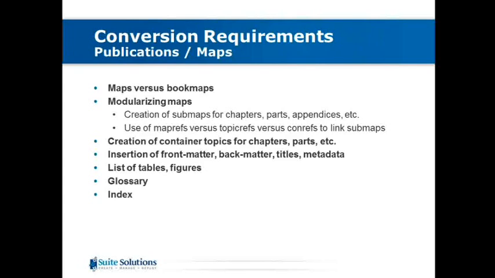The modularization: the way you want to set it up is based on your content. If you have your content set up in chapters and parts and appendices, the conversion can set up that modularization for you. Use of map refs versus topic refs: you can set up the XML so that it links back to a map ref or a topic ref or a con ref to set these submaps up together and link them. Then the creation of container topics for chapters and parts. Again, you could have a part, and inside the part you're going to have several chapters, and that's all going to be set up through the conversion as well.